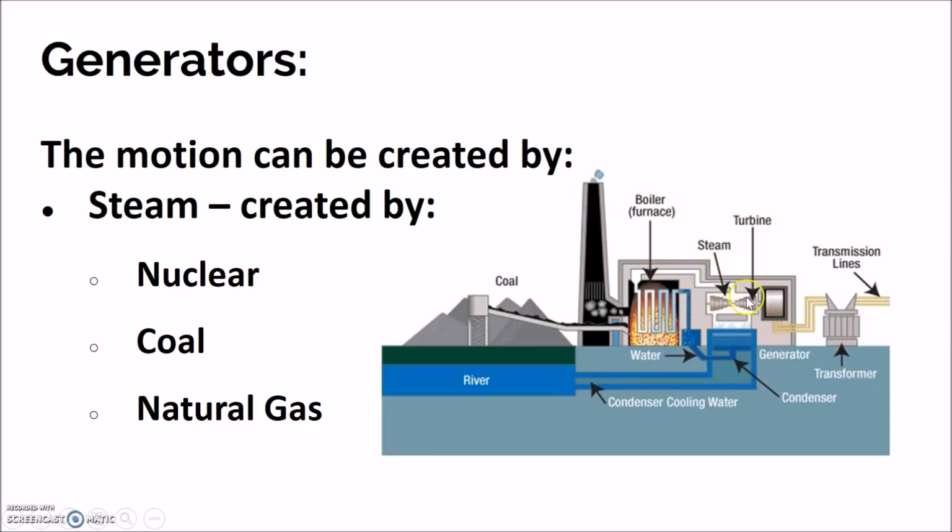But as it turns the turbine, remember the turbine's where the magnet is, so the magnet is moving, which means that the magnetic field is moving, and when we have a moving magnetic field, we have electricity. So then the electricity comes out, gets transformed. We'll talk about what that does in a minute, and then it sends it out so we can use it.